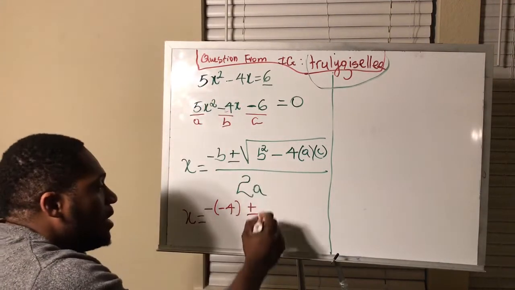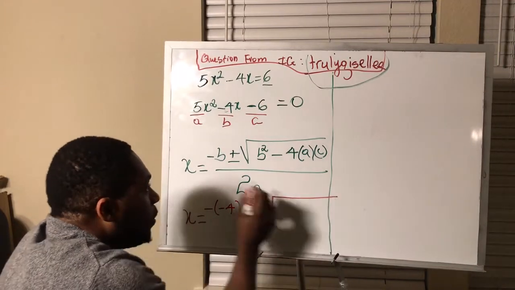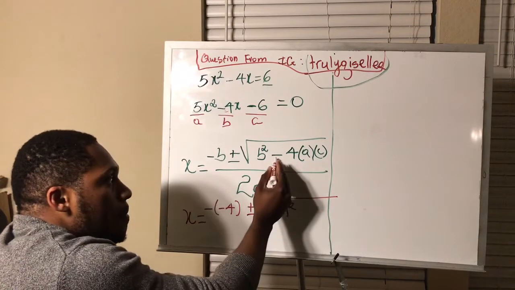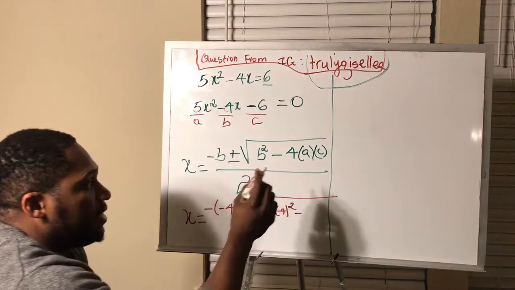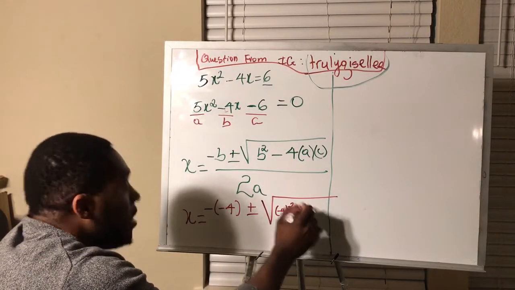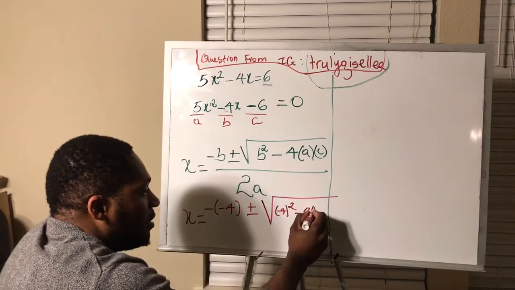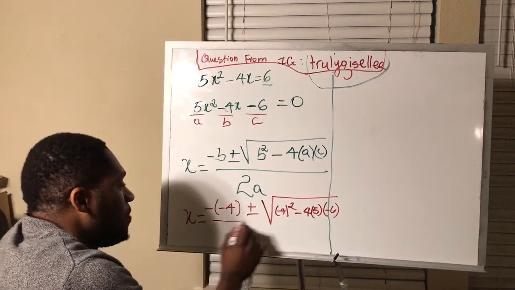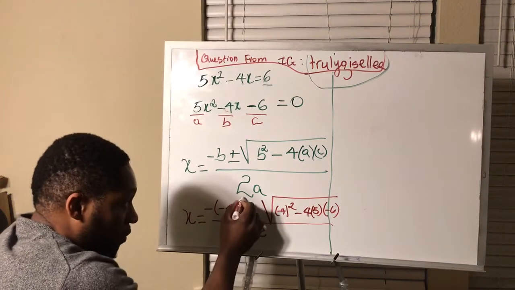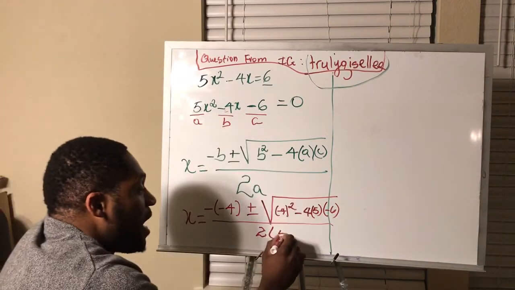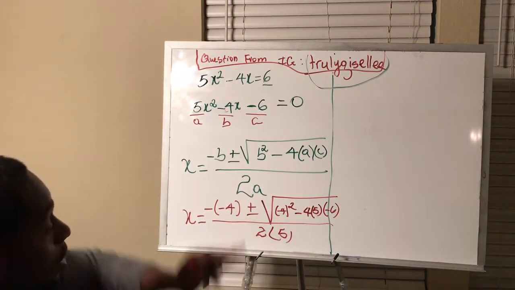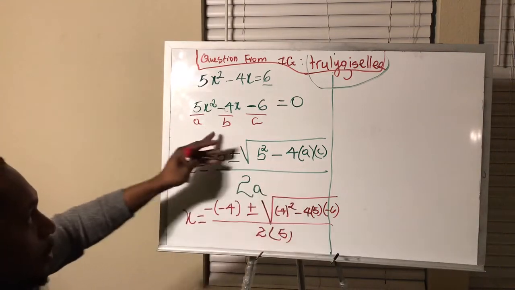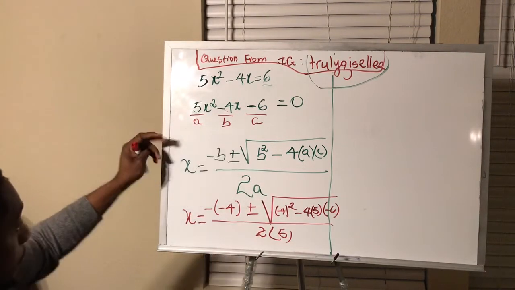So plus or minus the square root of b squared. Okay, so that guy called b, let's square it: negative 4 squared minus 4ac. That's part of the formula, that 4, a, which is 5, c, which is negative 6, divided by 2a. The 2 is part of the formula, a, which is 5. Now, here's the thing. When you're setting this up, you gotta make sure that you name those correctly, because if you use this formula, you have to name them correctly.